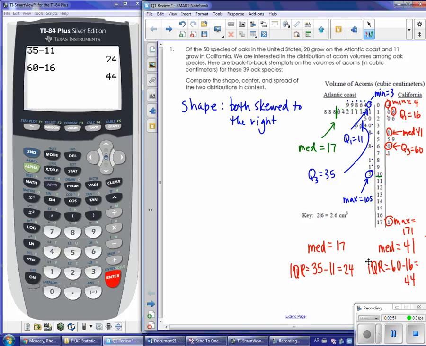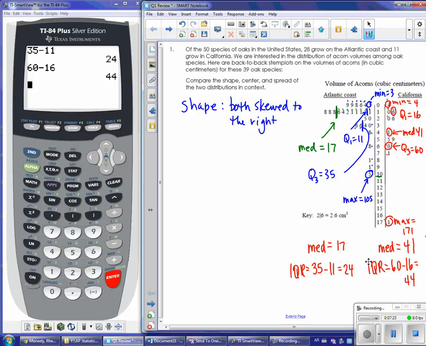So then when I'm going to compare the shape, the center, and the spread of the two distributions in context, I want to make sure that I'm comparing the shape. So I'm going to say that both distributions are skewed to the right. I need to say something about the center and the spread, and I want to do it in context. So I'm going to give you an example in just a second, but you want to make sure that you're referring to the context of the problem. So you might want to just start off and say the graphs to the right describe the distribution of volumes of acorns in the Atlantic coast and California regions.